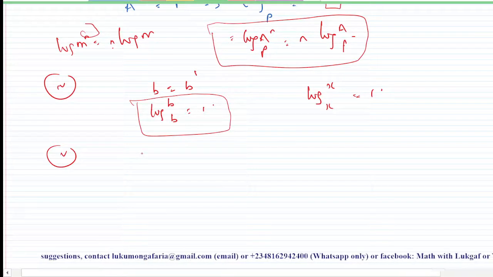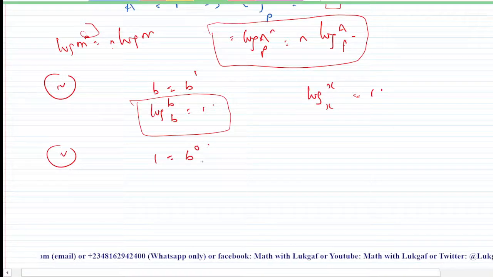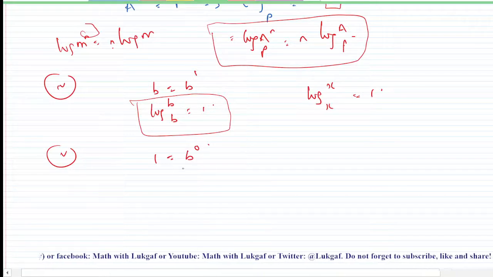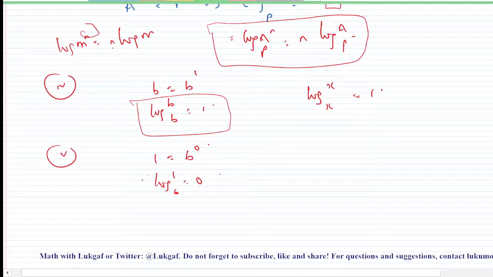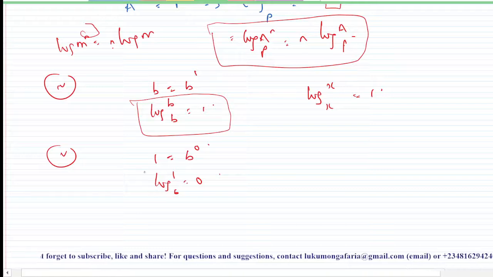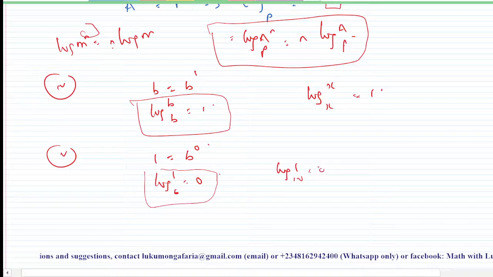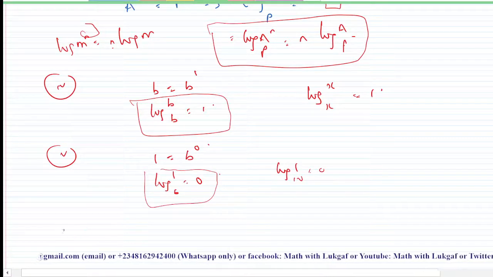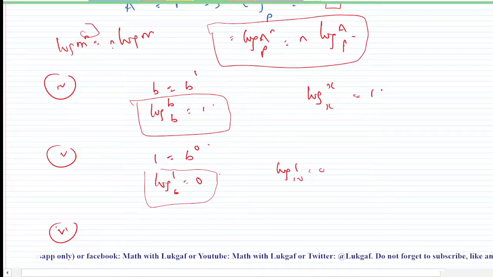Let's say I have my 1. Remember that your 1 is the same thing as b raised to power 0. If you rewrite this in terms of a logarithmic equation, then I'm going to have log 1 base b equals 0. So that's the logarithm of 1. So the logarithm of 1 to any base is going to give you 0. When you have log 1 base 10, you are going to have 0. I derived that in a previous video.